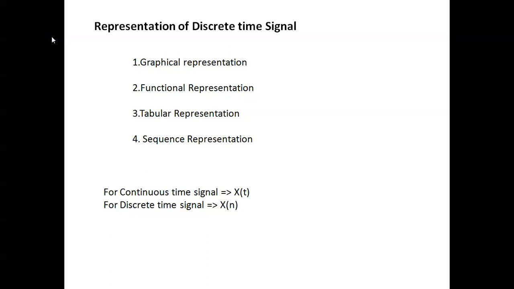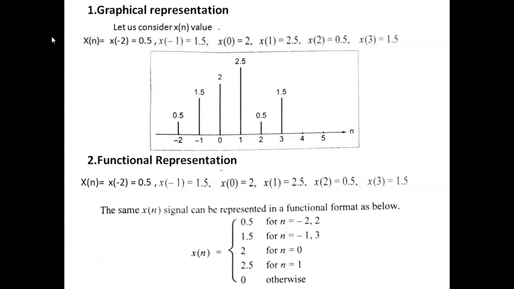So the representation of a discrete time signal is classified into graphical representation, functional representation, tabular representation, and sequential representation. A continuous time signal we represent as x of t, and a discrete time signal we represent as x of n. So the first one is graphical representation. Let us consider these x of n values.